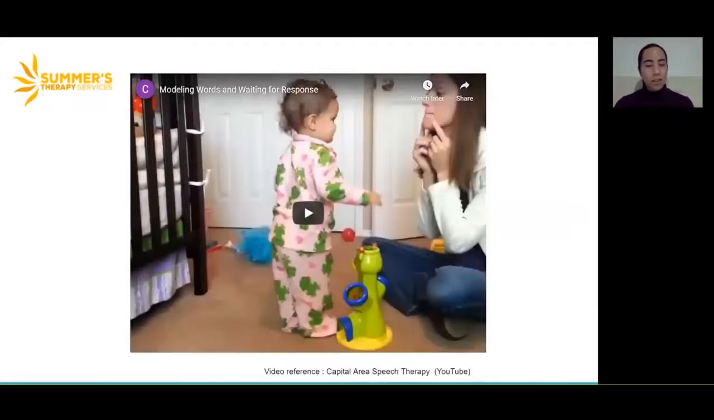So this is an interaction between the therapist and the child, and you will see that the child has indicated, and it's very obvious, we can tell the child wants the ball. But the therapist waits, and until the child says the word, then she gives the ball.